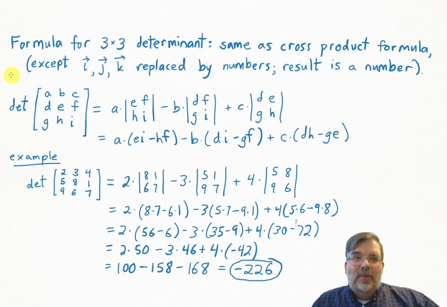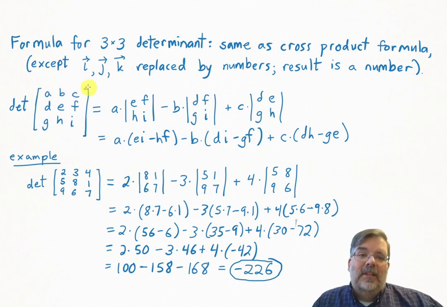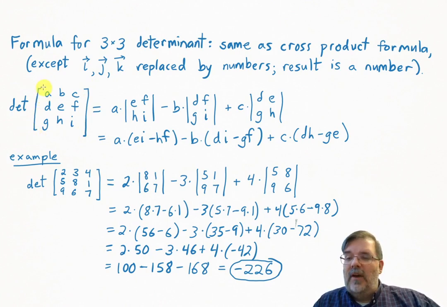Now, the formula for a 3 by 3 determinant is actually the same, or very similar to, the formula we used to calculate the cross product of two vectors, with the differences that the top row of our grid, when we calculated a cross product, those were the standard basis vectors i, j, and k, and in this case, we would just replace those with numbers. And unlike the cross product calculation, where the result was a vector, when we calculate the determinant of a matrix of numbers, the result is just a single number. So here's how we do it.